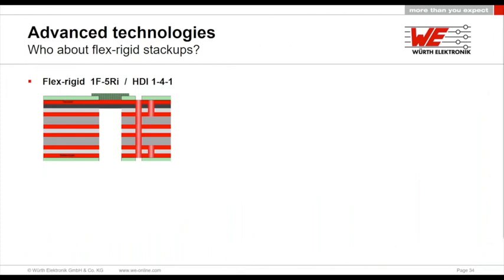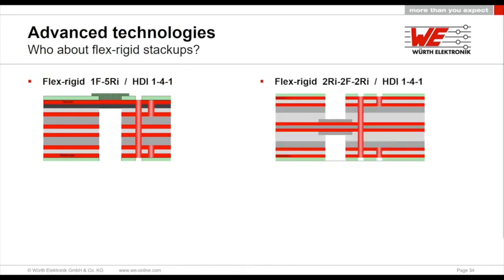When we talk about different technologies, we have to look at flex rigid stackups as well. Here in that case, we compare a 6-layer build-up, and the difference is we have 1 layer going over the flexible area compared to 2 layers going over the flexible area. On the left side, the flexible layer is on the outside, and on the right side, the flexible area is in the middle of the board. What does this mean when it comes to cost?